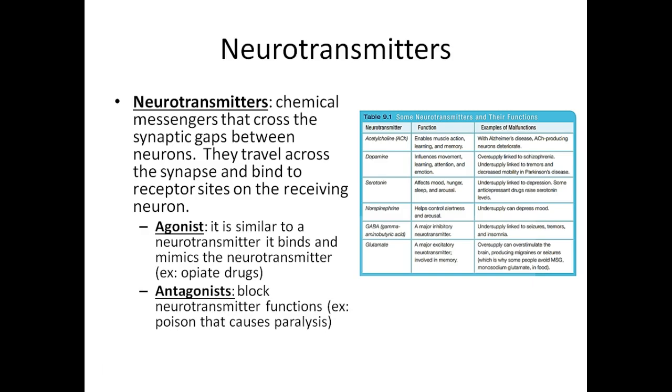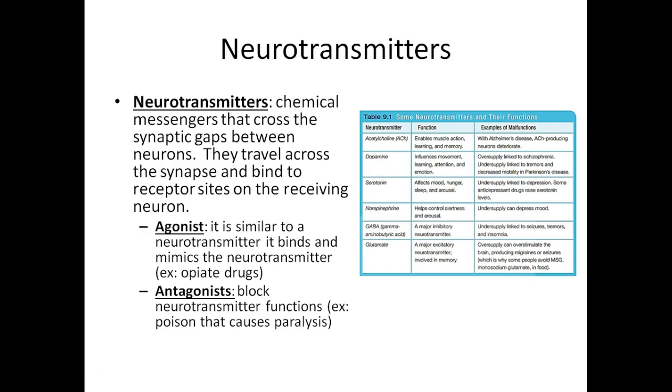And an antagonist actually blocks the neurotransmitter from functioning. So it totally blocks it. It doesn't just mimic it and pretend like it's a fake one. It completely puts a cover over it, blocks it, so that a neurotransmitter can't quite get in. Off to the right here, you see some of the more famous neurotransmitters that you need to know.